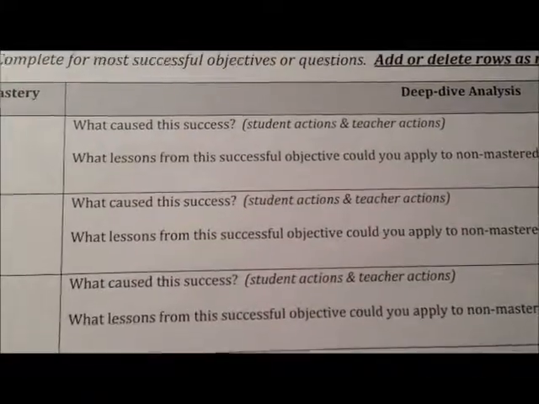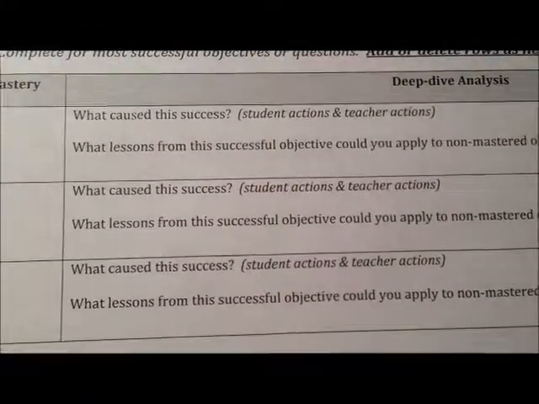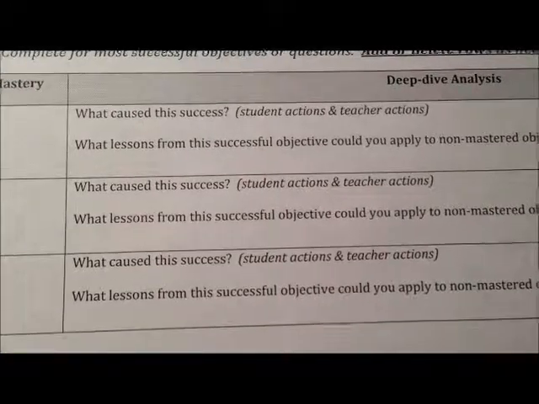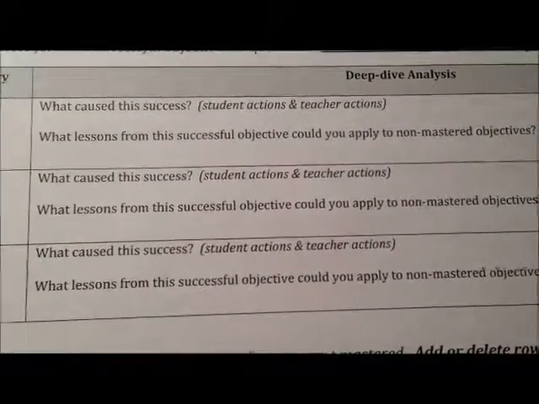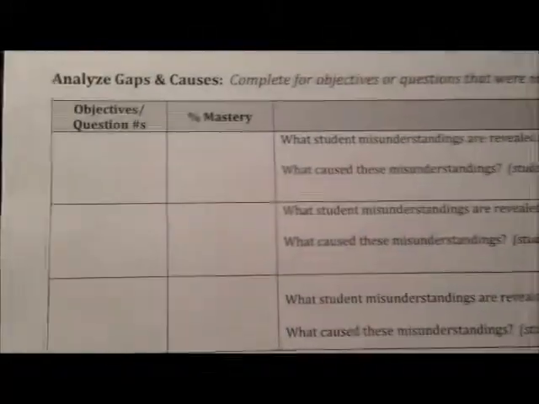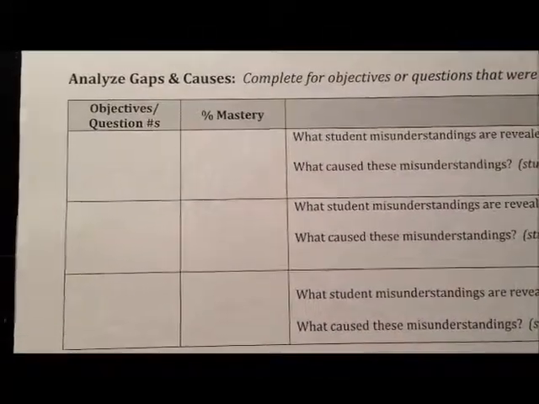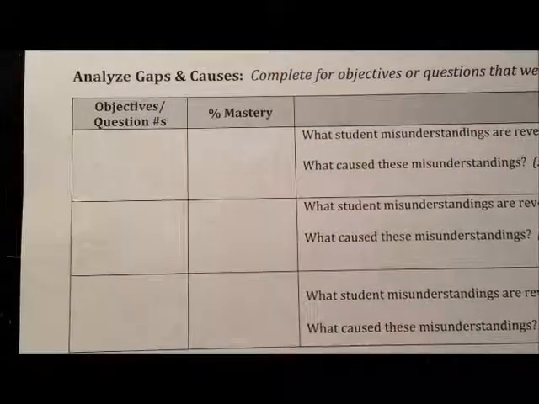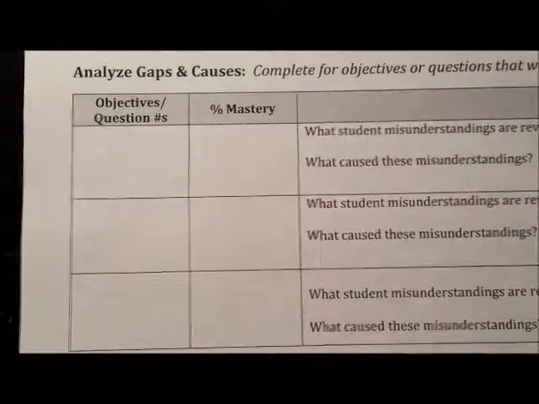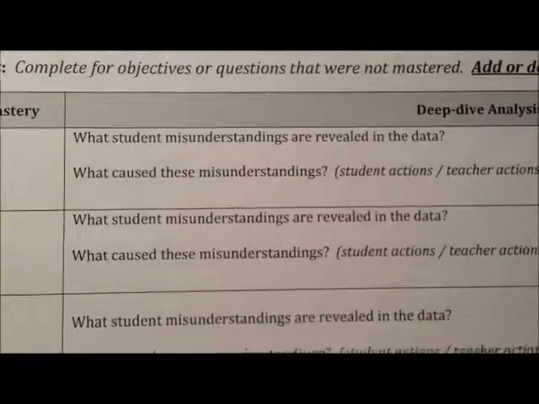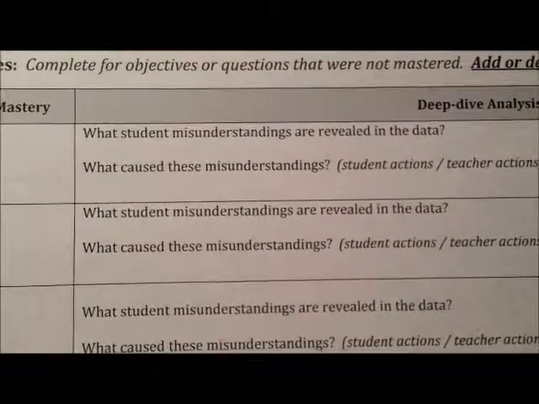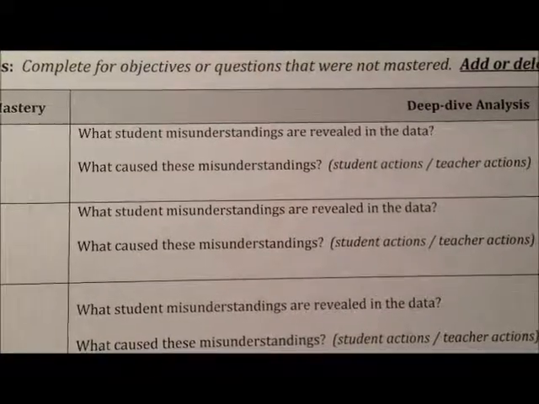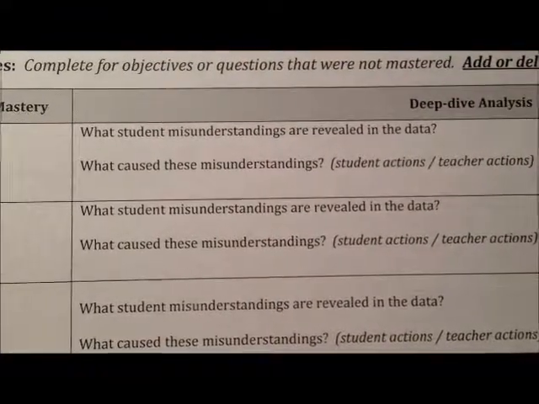Then they answer the following questions. Which student actions and teacher actions caused this success? What lessons from this objective could you apply to non-master objectives below? In gaps and causes, again, teachers identify the objectives of the most missed questions and the percent mastery. These questions are slightly different. What student misunderstandings are revealed in the data? And what teacher and student actions cause these misunderstandings?